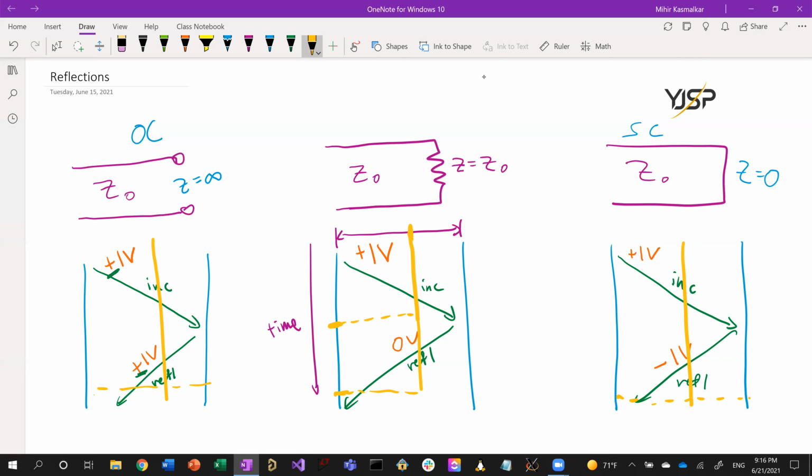So this has been a really quick overview of these three types of transmission line terminations, and the next video is going to explore what if you terminate it in something that's not one of these three.